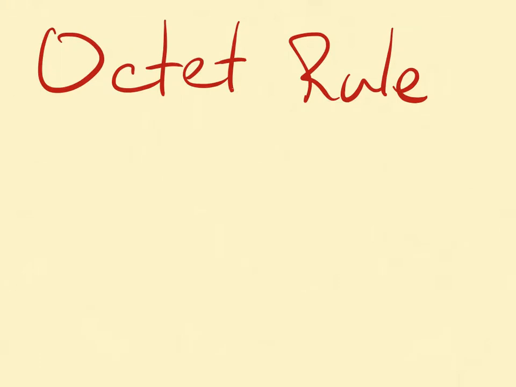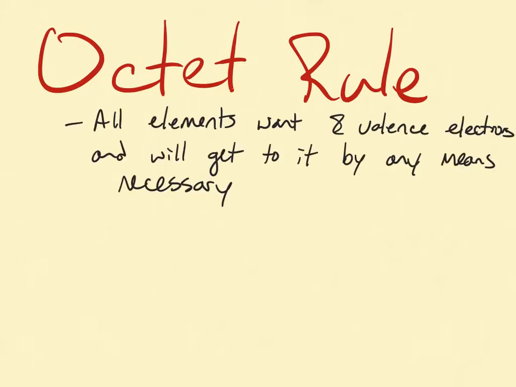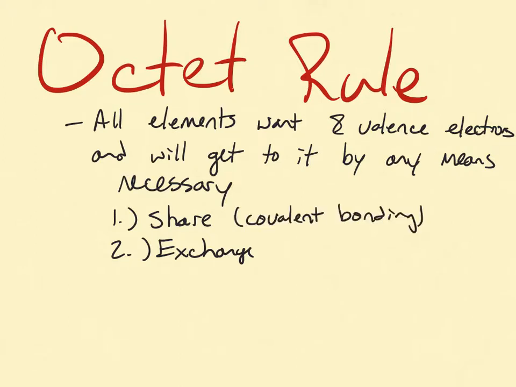Next, we're going to talk about something called the octet rule. The octet rule is what drives bonding. All elements want 8 valence electrons, and will get to it by any means necessary. This means that it'll do one of 2 things. They'll either share their electrons or they'll exchange electrons. Now we define these 2 ways as different types of bonds. Sharing electrons is covalent bonding, and exchanging electrons is defined as ionic bonding.